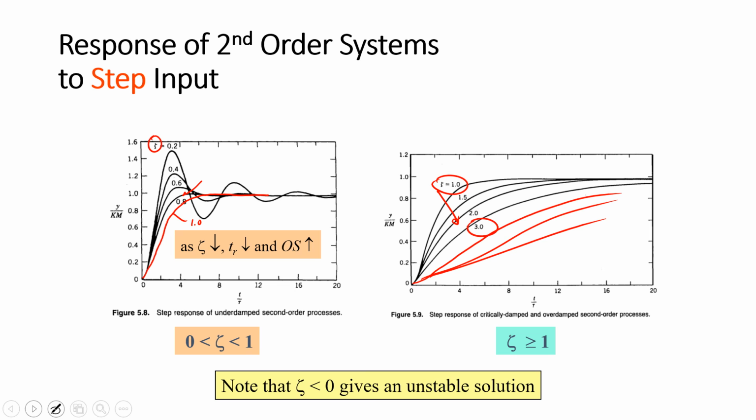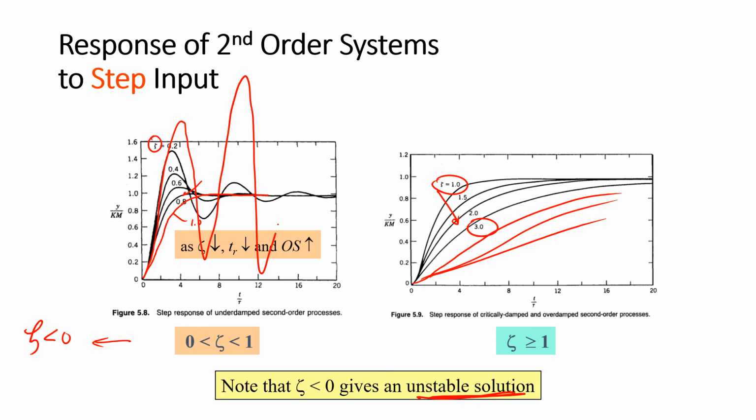Okay, so also one other thing to note, is zeta is less than 0. That's going to give us an unstable solution, so the oscillations will grow. Let's say we did zeta equals negative 0.1. We might have something like this where it's just going to grow out of control. Okay, let's go on to the next one.